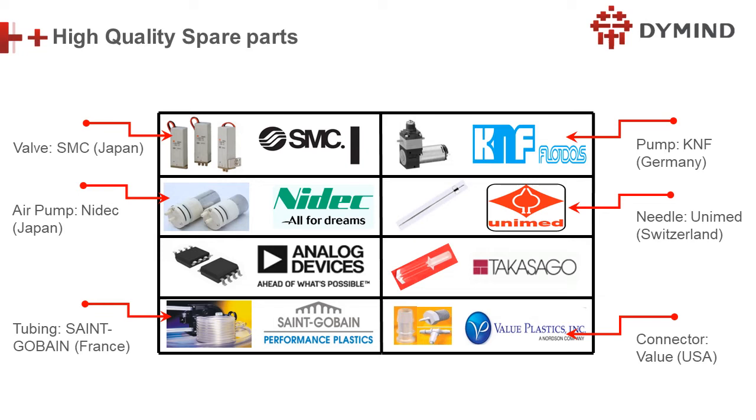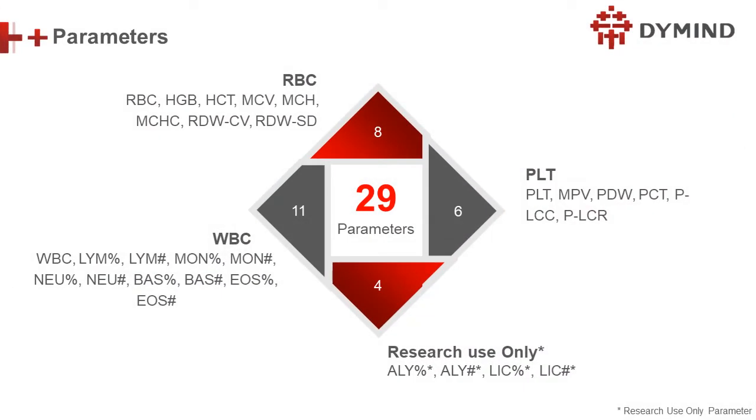The tube is from France, from Saint-Gobain, and the connectors are from the USA. Why are the connectors and the tubes very important? If the quality is not good, you will find problems. After some time of using, the inside of the tube will be very easily clogged or blocked. So this is our advantage, because there is less maintenance if you are using a Dymind hematology analyzer.